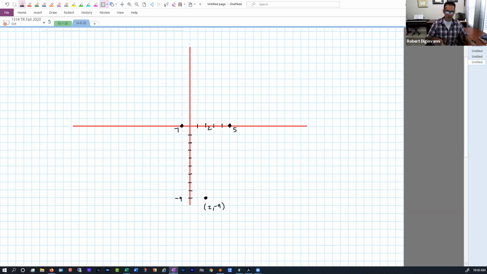Okay, I've got my vertex. I've got my 2 x-intercepts. One more thing we found was the y-intercept, and the y-intercept was negative 5. So I just go down 1, 2, 3, 4, 5. Here's negative 5, and I put a dot here. And now I have all the information I found, right? Everything is here.